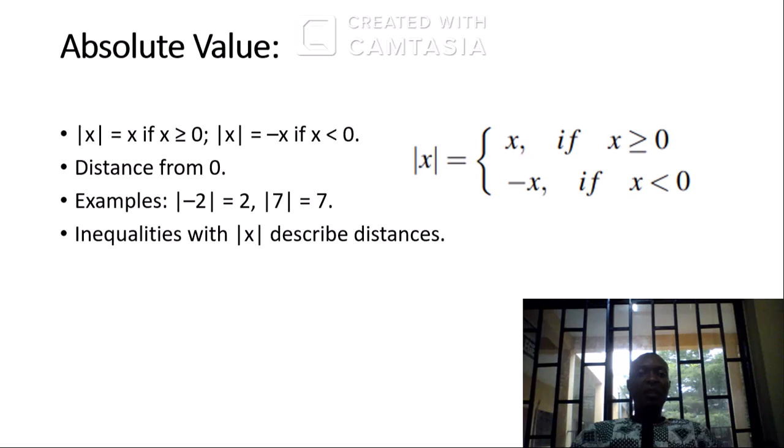So an inequality with the absolute value of a certain number describes the distance. We are just describing the distance from the origin 0. So when you take your ruler, measuring from 0 to the left, which we call negative, you cannot get negative something. It will be maybe 2 or 7 or anything.